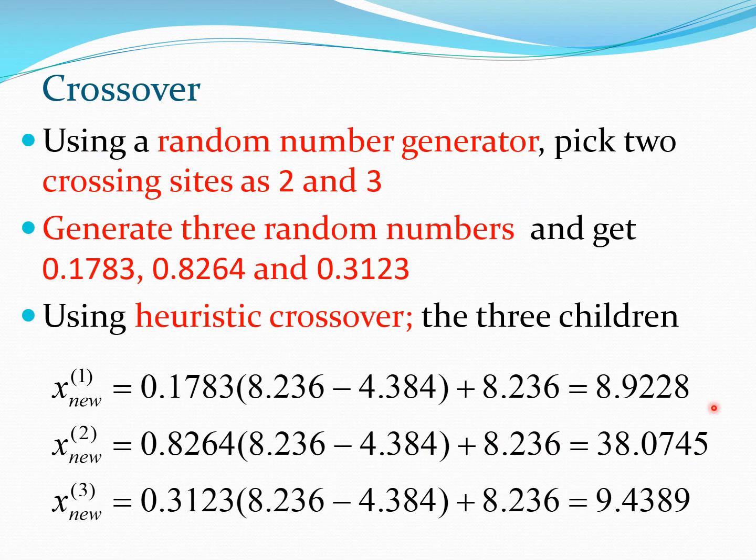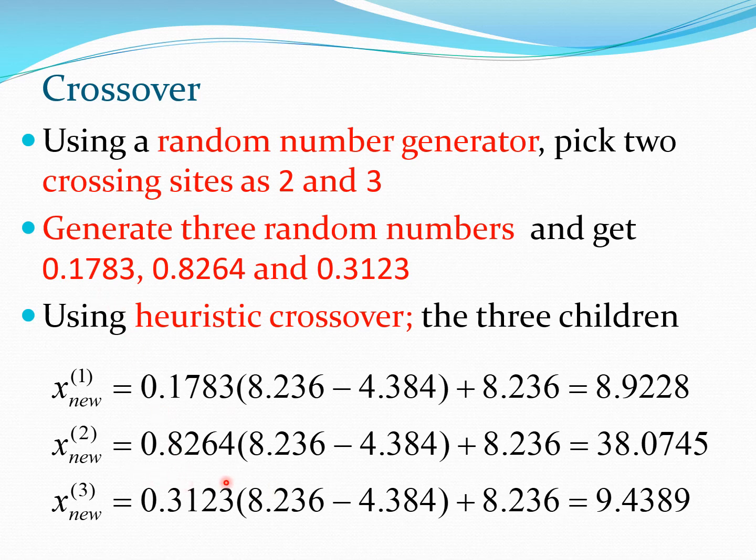Now let's use a random number generator, pick two crossing sites as 2 and 3. Now create three random numbers. We get these three random numbers here, and then using the heuristic crossing formula, we obtain three children here. So here you can see I have used this beta value as the first random number, 0.1783.